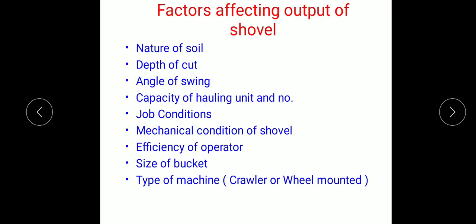If the material is difficult to excavate, a smaller bucket should be used, which will reduce the digging resistance and may permit an increase in production. Next factor is the type of machine. Already we have discussed there are two types of machine, crawler mounted and wheel mounted. As per the terrain condition, we can choose the type of machine. So these are the various factors which affect the output of a shovel.